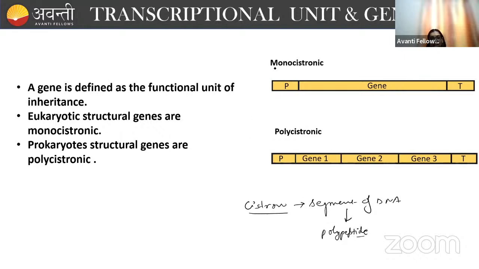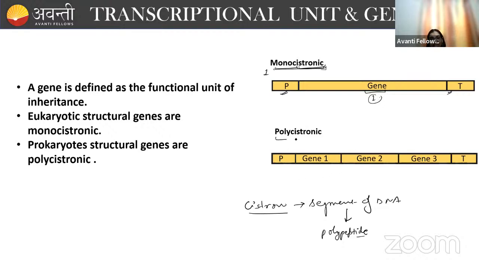So in eukaryotes, we observe monocistronic. The structural genes are monocistronic. Mono means one. You can see here's one gene, so it's monocistronic. And this P represents the promoter and the T represents the terminator. In eukaryotes, always remember that every gene has a specific promoter and a specific terminator. Remember this, that in eukaryotes, every gene will have their specific promoter.